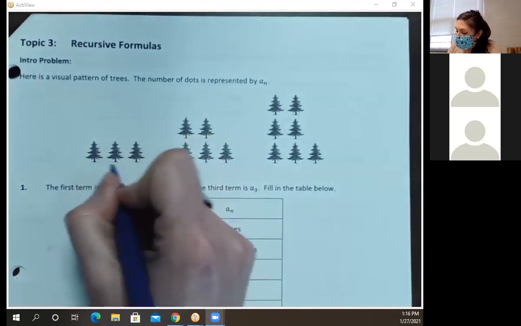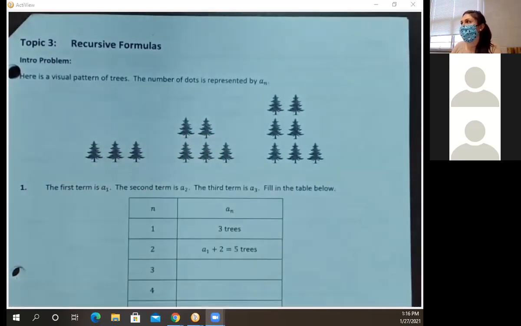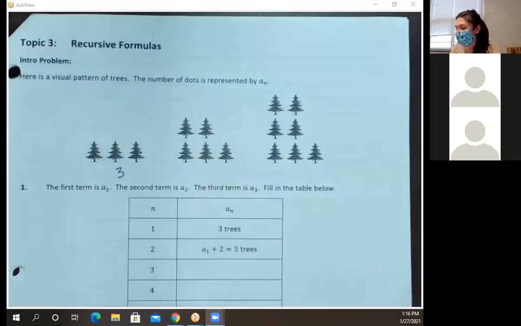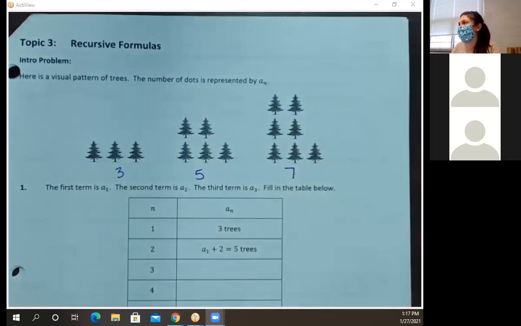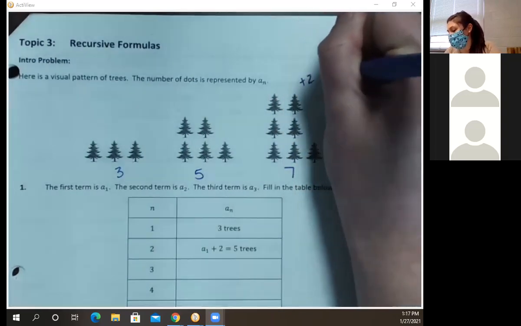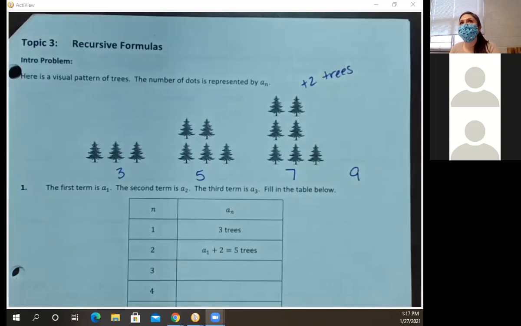How many trees are in my first term of my sequence? 3. How about the second term? 5. And the third term? 7. Okay. How many do you think would be in the next term? 9. What are we doing each time? We're adding 2. We're adding 2 trees each time.